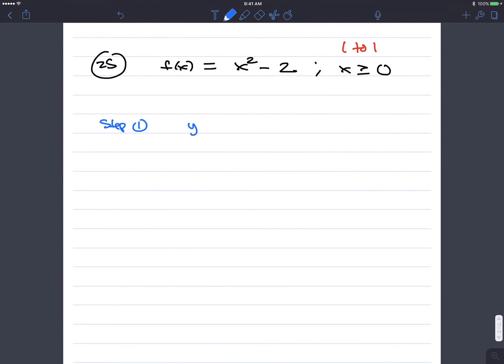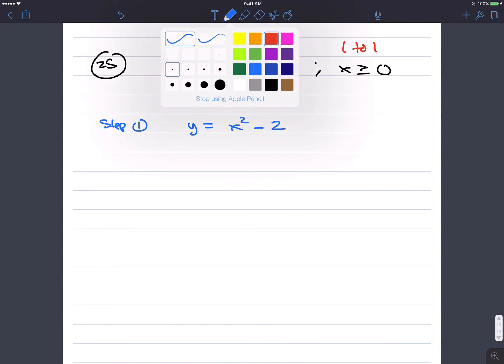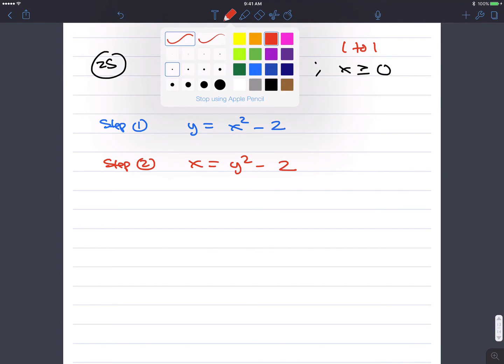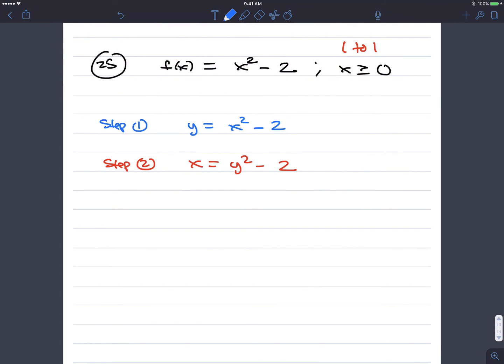Step 1, you let y be x squared minus 2. Step 2, switch your x and your y values. Double check. Anybody have any questions? Isn't that what we've been doing on that second step? Okay, step 3. Solve for y. Now, what do you have? How do we solve this for y?